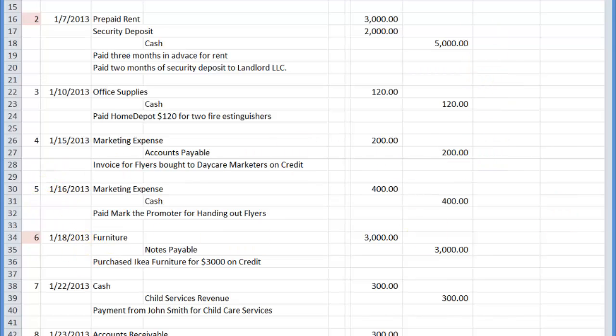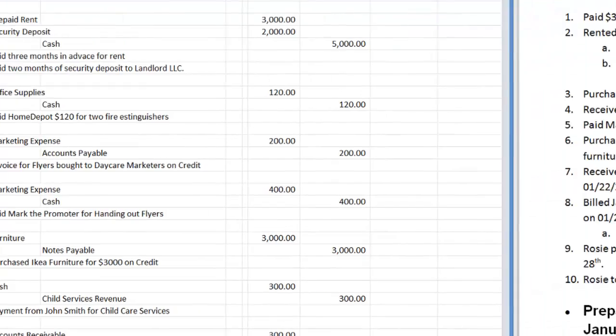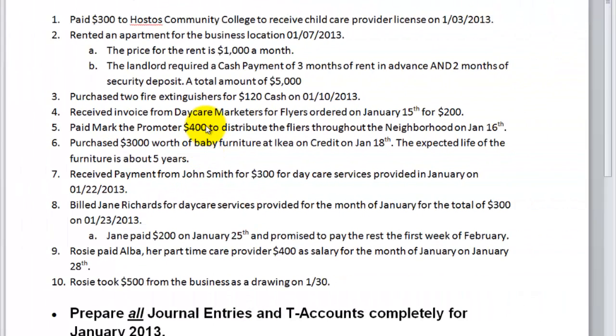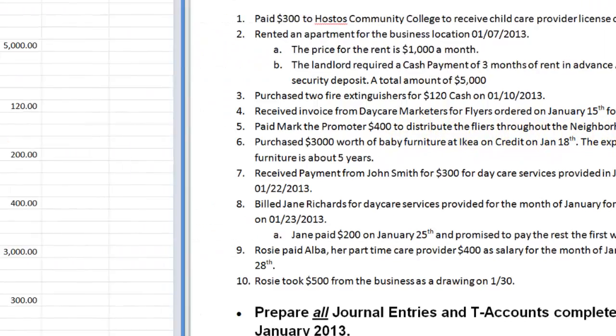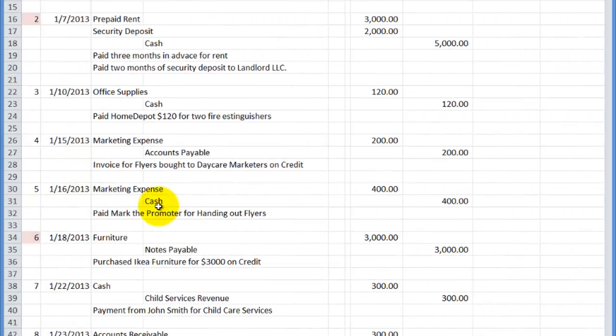Then on number 5, we paid the promoter, Mark, $400 to distribute the flyers throughout the neighborhood on January 16. So on January 16, we paid cash, so that's a credit. And we have a marketing expense to pay Mark for handing out the flyers, which is a debit. It's again an expense, debit.